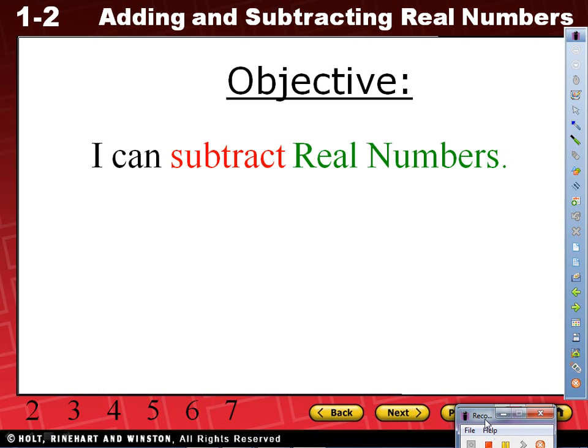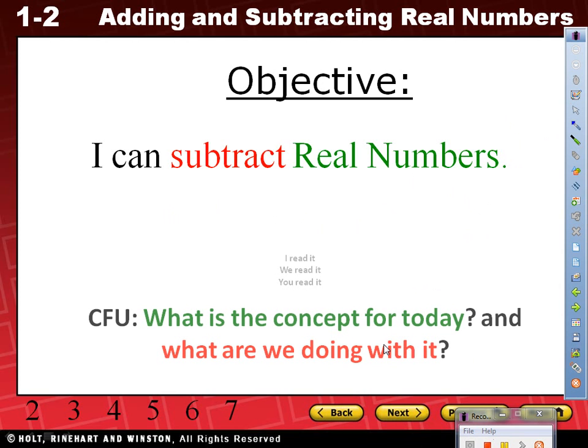Here we go. So today's objective, I can subtract real numbers. Turn to your neighbor, let them know what we're doing today. And if you were to tell them what the concept for today was, what would be the concept? And we still haven't finished real numbers, right? We started on Wednesday with addition. We started yesterday with subtraction. We're going to finish today.